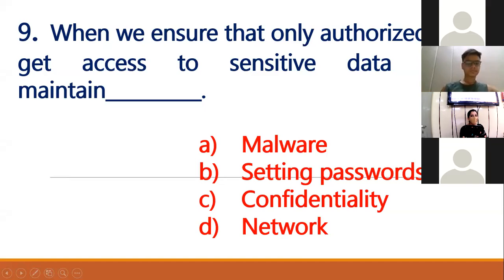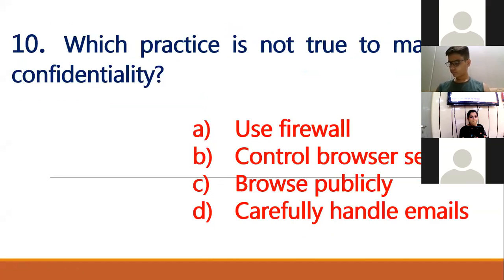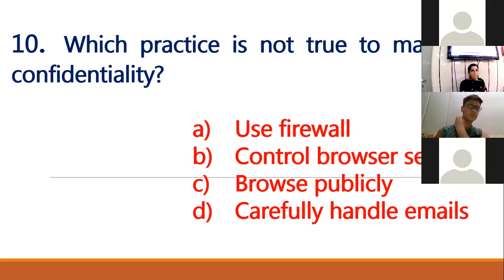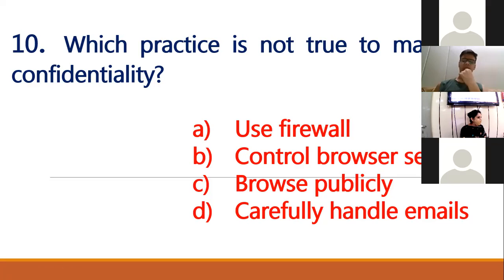I did not read the question, I directly answered. When we ensure that only authorized users can get access to the sensitive data, we maintain confidentiality. But which practice is not true to maintain confidentiality? Use firewalls, control browser settings, browse publicly, carefully handle emails. Browse publicly means all your information will be available and you are not maintaining the authorization of a person. So the correct answer is C, browse publicly.